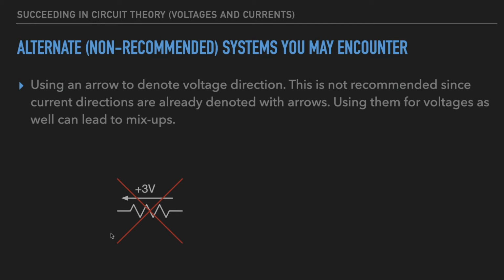The reason we don't use this, or I especially don't recommend it, is because we use arrows for currents. And so if you're using arrows for currents and arrows for voltages, the chance of making a mistake increases. So I would suggest not to use arrows for voltages. So that's basically what this looks like. That's what we would replace it with. That's what we would prefer to use.